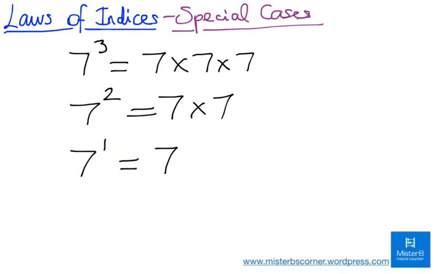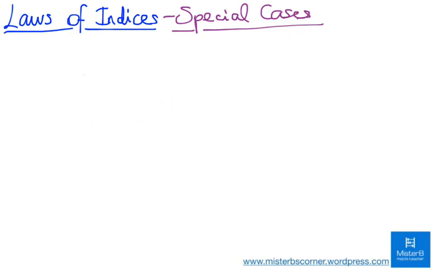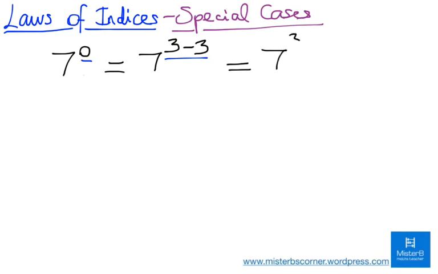Another thing, how about 7 to the power of 0? We have to discuss this by using a definition. Let's write down 7 to the power of 0. If I use the division law, I can write this as 7 to the power of 3 minus 3, because 3 minus 3 gives me 0. That means I can write this as 7 to the power of 3 divided by 7 to the power of 3. When it is a division between index numbers, the division law tells me that I have to subtract the powers. So it's 7 to the power of 0 still.